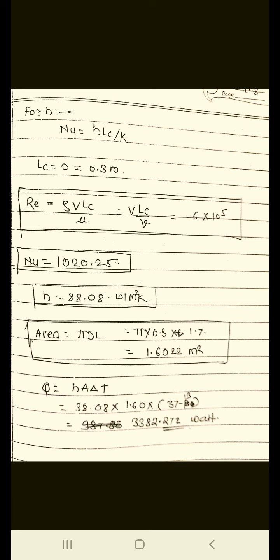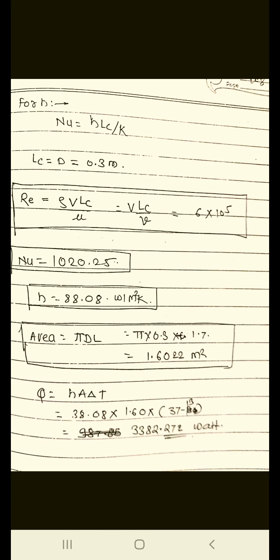Area is pi d L. We know the diameter, and we know the length, that is the height of the human being, 1.7 meter. The area is 1.6022 meter square. So now the total heat transferred by the human being, Q is equal to hA delta T. h we have calculated 88.08, area 1.6022, and delta T is 37 minus 13. We will get the value Q is equal to 3382.27 watt.